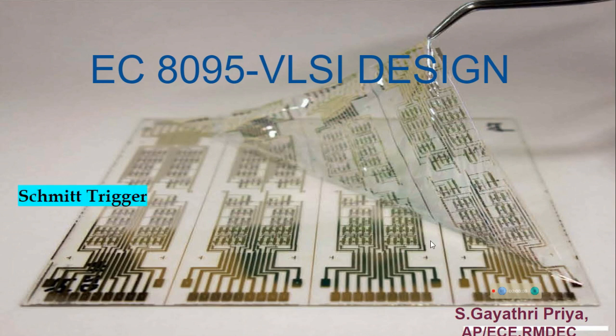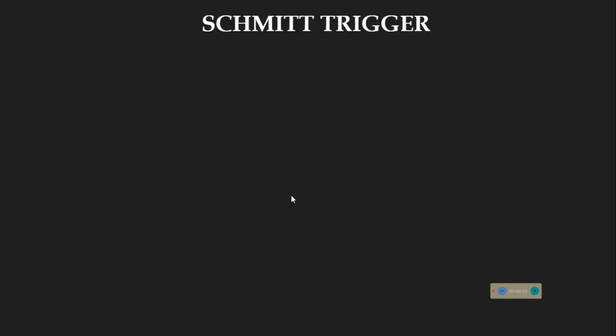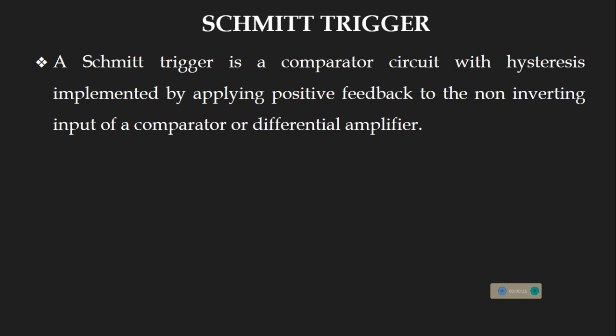In today's session, we are going to discuss a topic on VLSI design, that is the Schmitt Trigger. In our earlier classes, we have done the fundamental concepts of the Schmitt Trigger. Yes, the Schmitt Trigger is a comparator circuit. So it is just going to make use of a positive feedback.